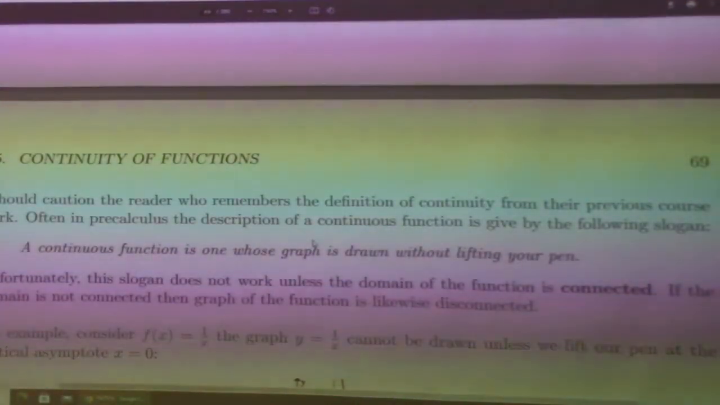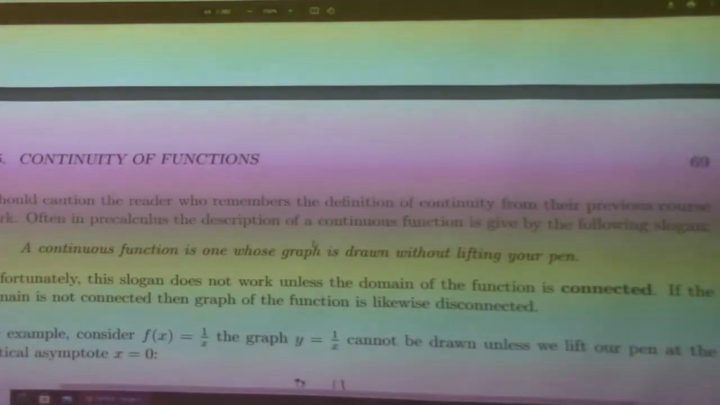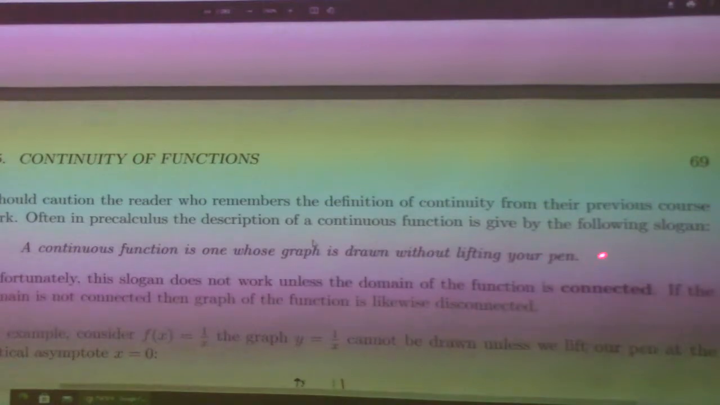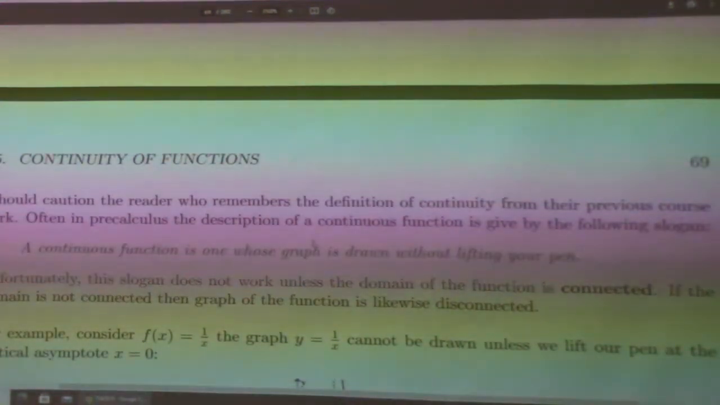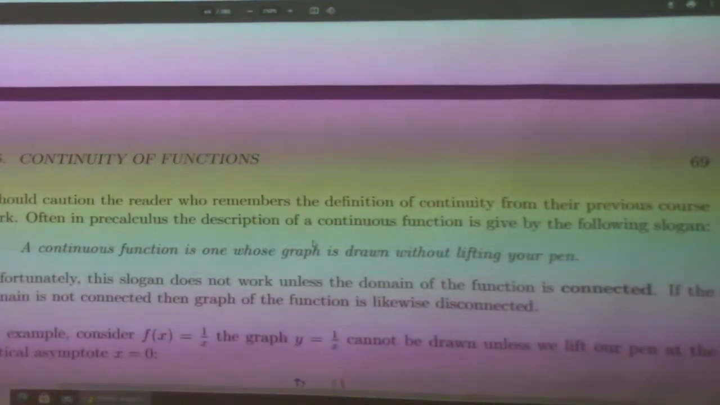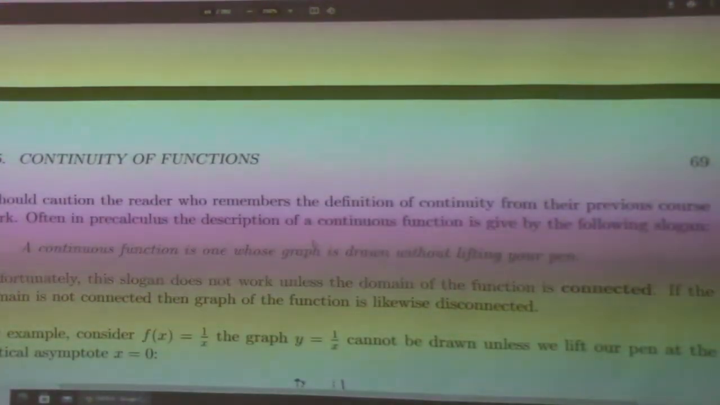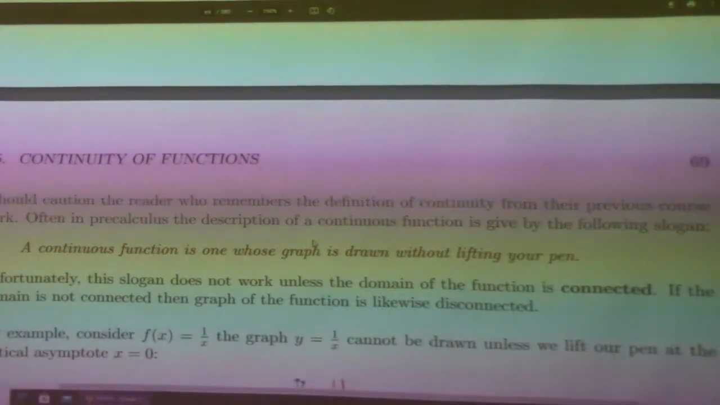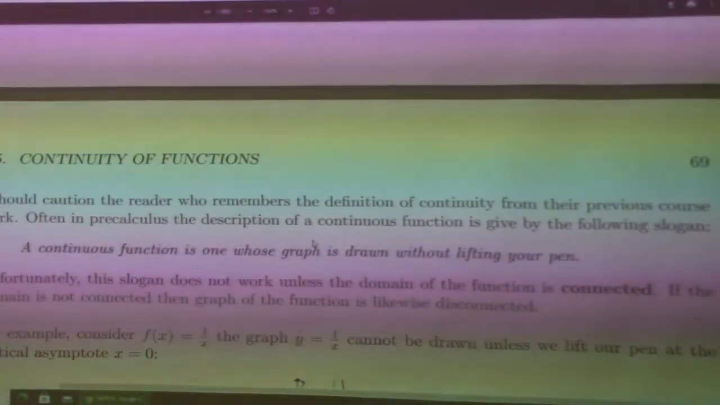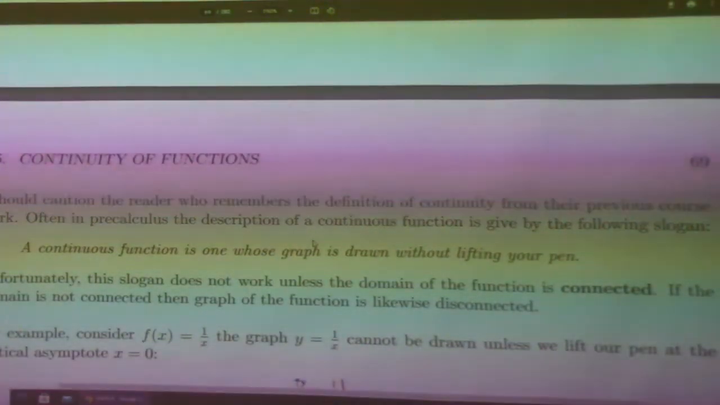So again, just to recap, a continuous function is one whose graph is drawn without lifting your pen. Now, I should caution that this is the slogan we teach students in pre-calculus. It is a little bit misleading in that it really only is true for functions that have what's called a connected domain. If the domain is not connected, if it's got separate pieces, you could still have a continuous function, because the function still matches the limit at every point in the domain, and the point of misbehavior is a point outside the domain. Like 1 over x is a good example of this.